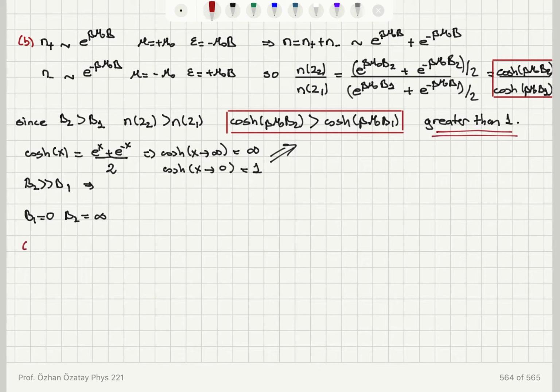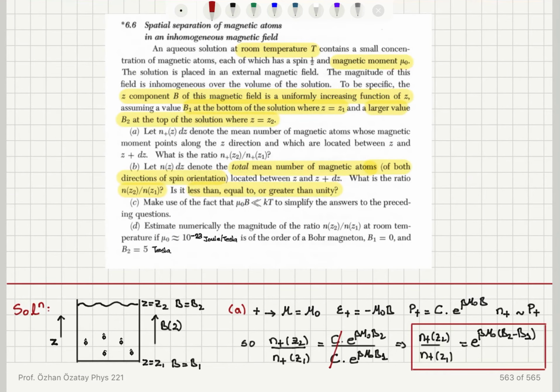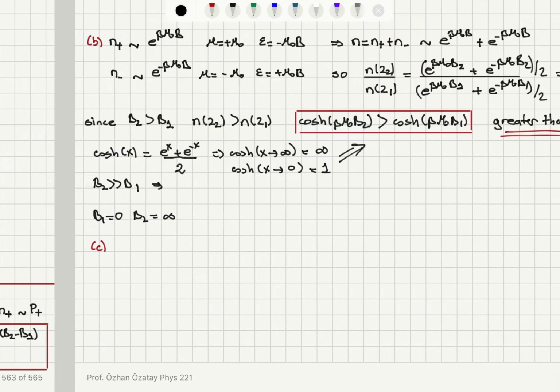Now let me move on to part C of the problem. Mu 0 b is much less than kT, so we will use this to simplify the answers.